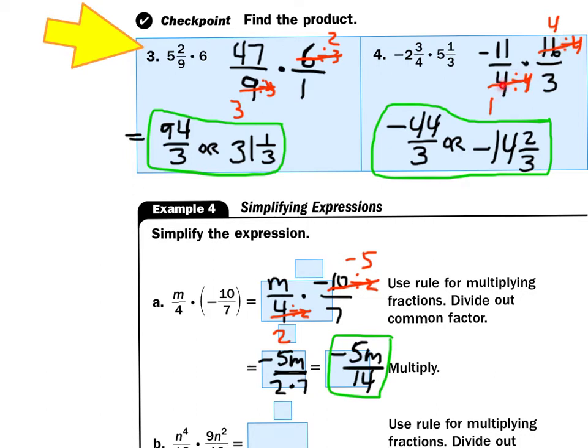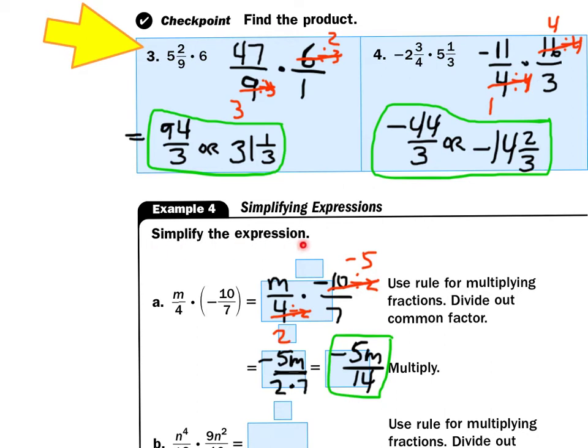So look across at the 4 and the 16, and I see that they have a common factor of 4. So 16 divided by 4 leaves me with 4. 4 divided by 4 leaves me with 1. And so I just multiply numerator times numerator. So negative 11 times 4 is negative 44, and 1 times 3 is 3. Or we could write it as a mixed number, negative 14 and 2/3.